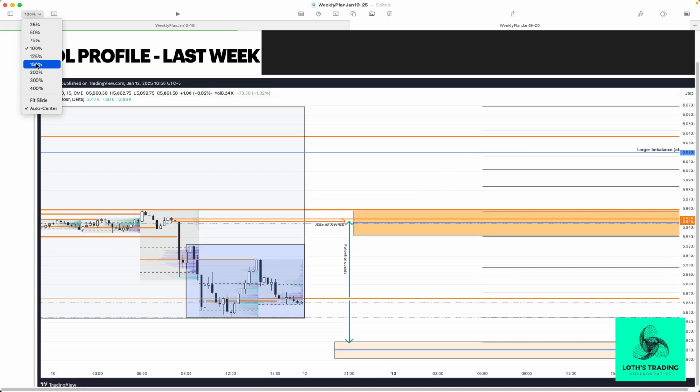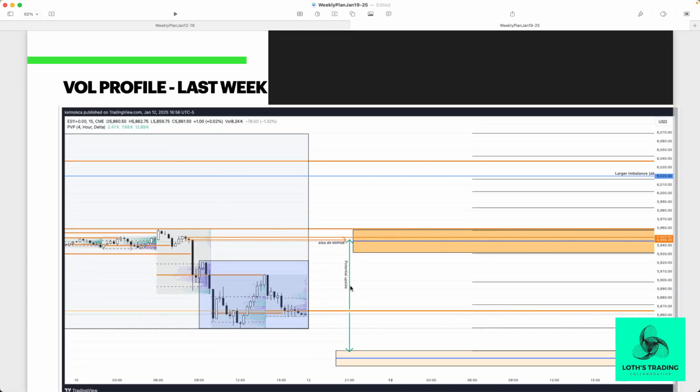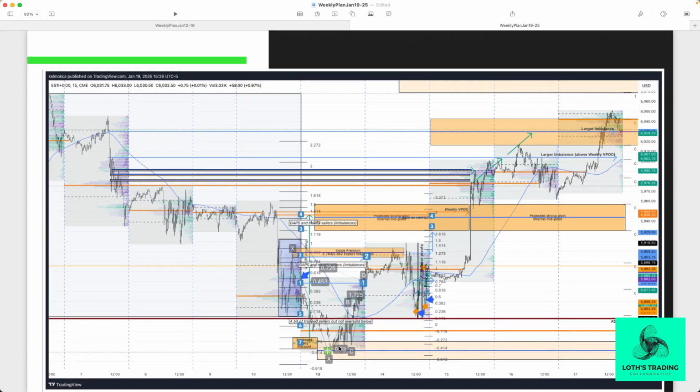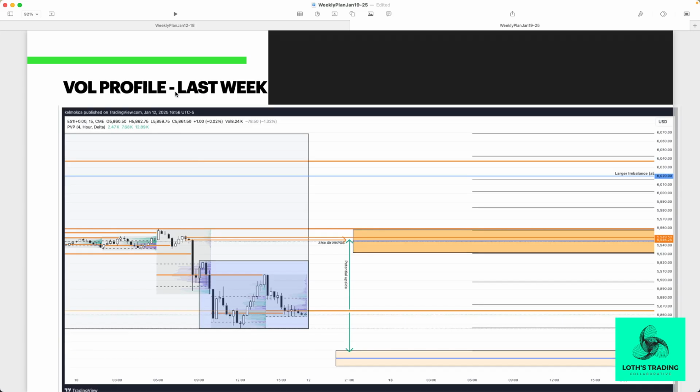Let me just zoom out here to fit the slide. That was the big gap down here that I highlighted. Basically, this was an expansion of the prior week to negative 1.118, and that lined up perfectly with the November 5th election gap. And here's a chart of what happened as the price descended a bit lower past that weekly low.